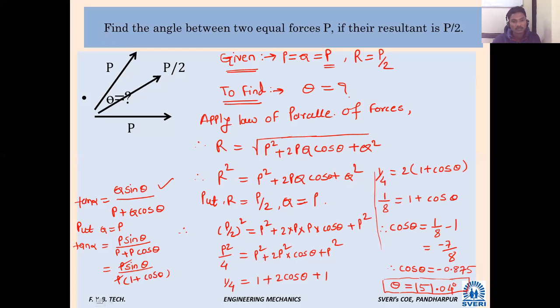Am I knowing theta? Yes sir, I know. So I can calculate alpha. Just check how much alpha is coming. It is not asked, but we are just trying. Is it coming half? It should come half, logically. Just check how much it is coming.